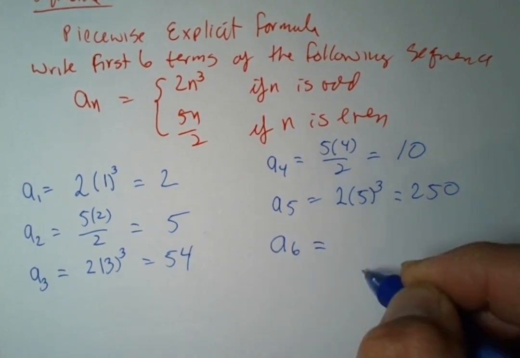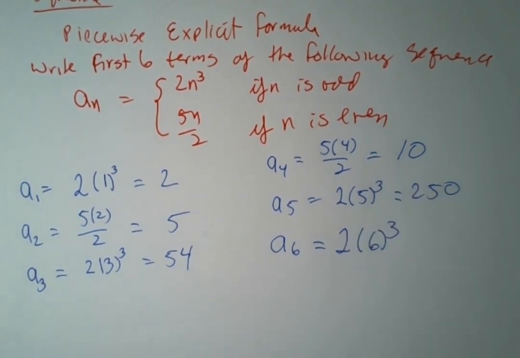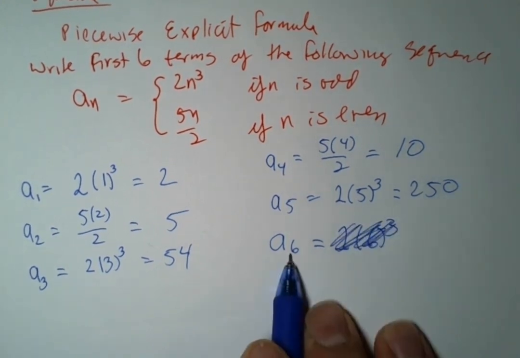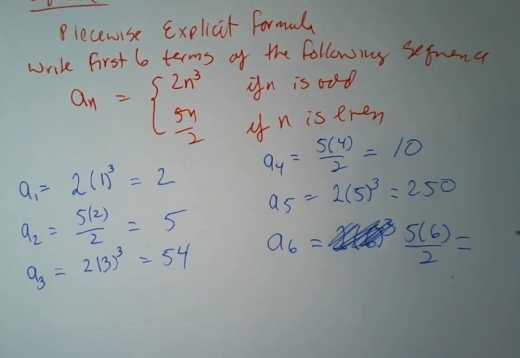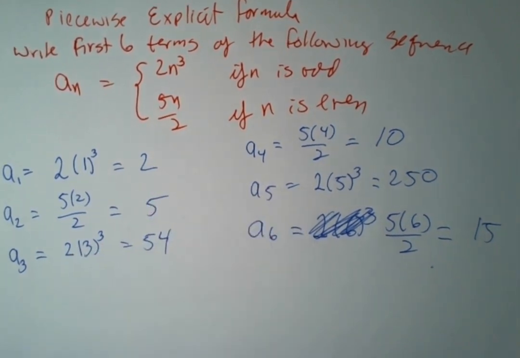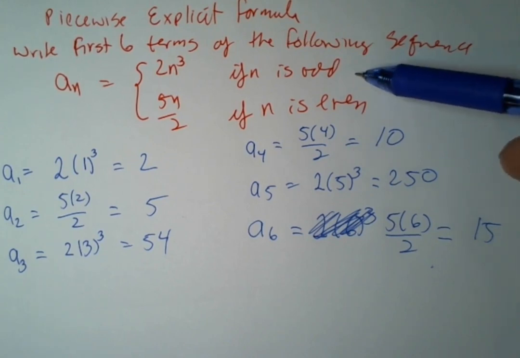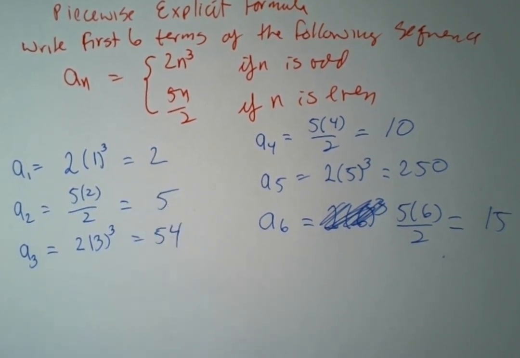And then lastly, the sixth term, we're back to it being even. Oh, hold on. See, I messed up here. 6 is even. It's going too fast here. 5 times 6 over 2. So 30 over 2 is 15. Okay. All right. And that is how we would approach a piecewise explicit formula. Okay. Pay attention to the domain restrictions, right? This is telling you which one to use for a particular value of n. Right? Notice that for each value of n, you only get one output. Okay.